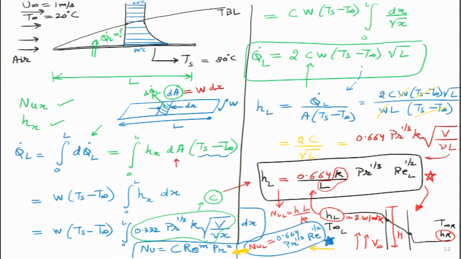The constant value we have obtained is 0.664. The Prandtl power we have obtained is 1 by 3. The Reynolds power we have obtained is 1 by 2. So, a very beautiful result we have obtained, and we have also correlated it with our past knowledge. Everything is going in a very smooth flow, because whatever we were doing earlier and whatever we are learning new, we are correlating it with the previous thing.